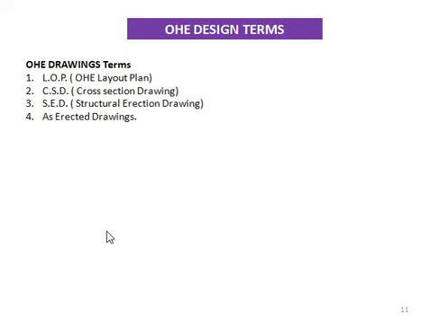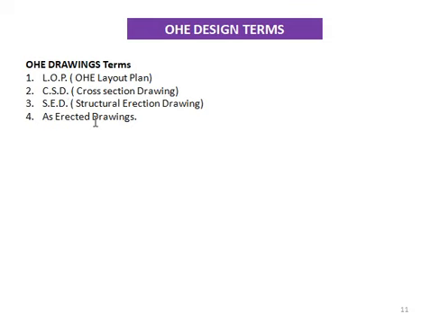For each mast, what will be the cross-sectional view? And I just show you one drawing which is actually SED, which is our next term. SED stands for structure erection drawing. What is the difference between CSD and SED?